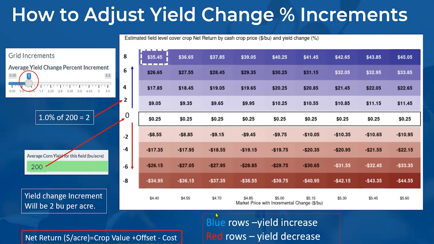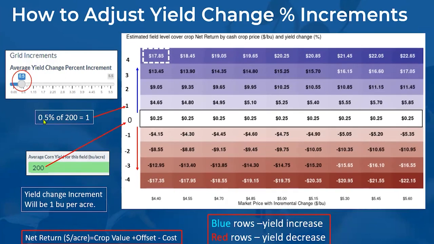The blue rows show a yield increase. The red rows show a yield decrease. If you change that to 0.5% of 200 is 1 bushel an acre. So it now goes up, you can see, in 1 bushel increments and down in 1 bushel increments.